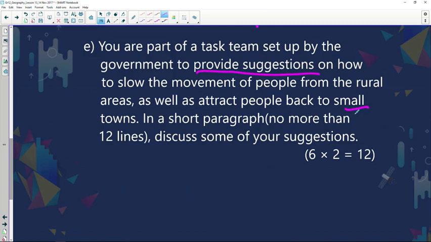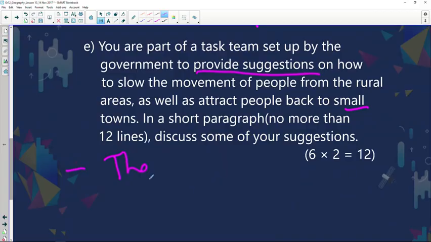In a short paragraph, no more than 12 lines, discuss your ideas. Now, first of all, we need to stop this rural-urban migration. First of all, we need to approach the people who are moving away from these rural areas to urban areas. And we need to distinguish their needs. What do the people in the rural areas want? The fact that they want to move to the urban areas. What can we bring towards them so that they don't need to go to the urban areas?